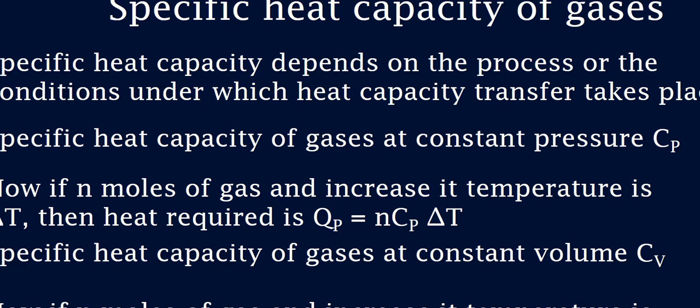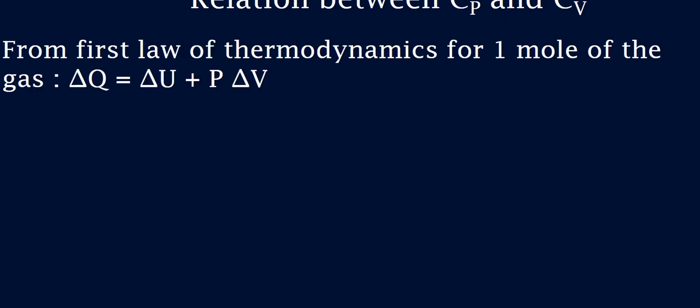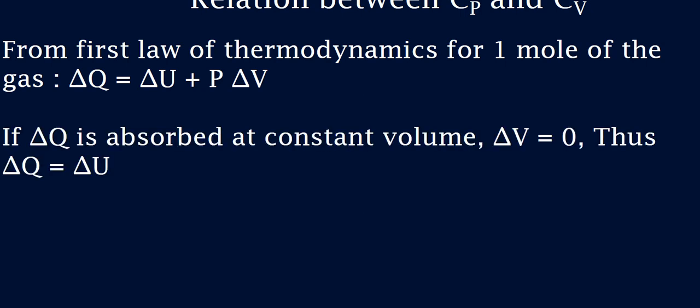Let's derive the relation between Cp and Cv. We can obtain the relation between Cp and Cv from the first law of thermodynamics for 1 mole of gas, that is delta Q is equal to delta U plus P into delta V. If delta Q is absorbed at constant volume, that is delta V is equal to 0, therefore the equation becomes delta Q is equal to delta U.